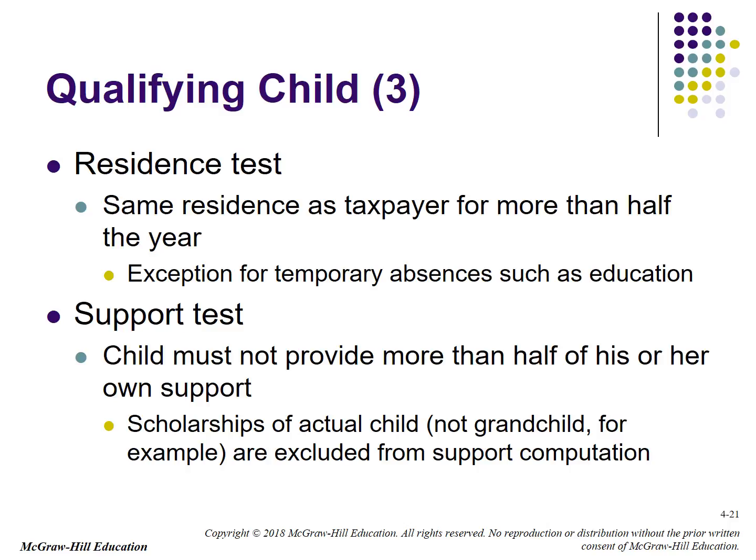And then the last test that must be met is the support test. So the potential dependent here, the child, must not provide more than one half of their own support. It says nothing about the taxpayer supporting them. It just says that the child must not provide more than half of his or her own support. What is support? It's defined in your book where they're discussing qualifying child.